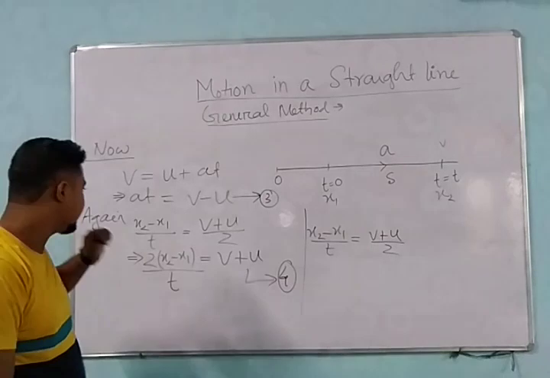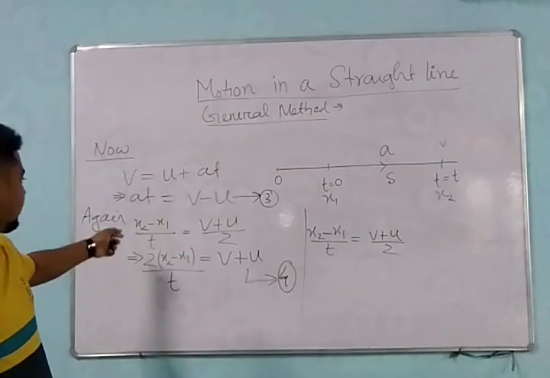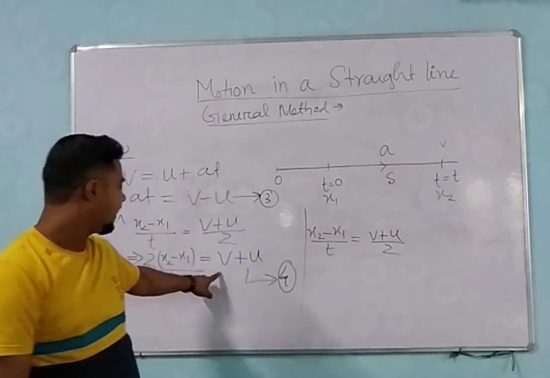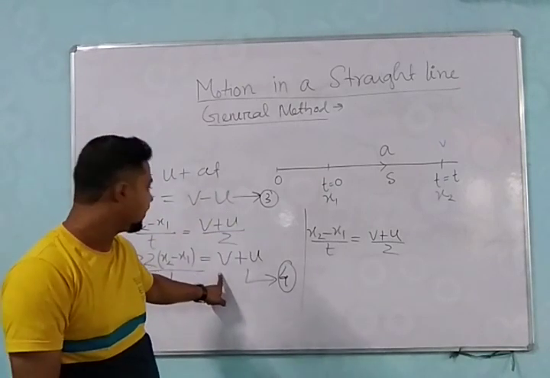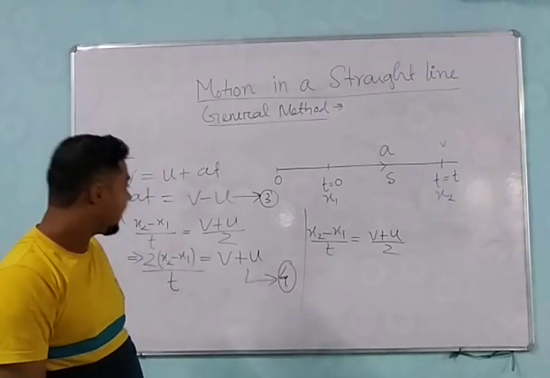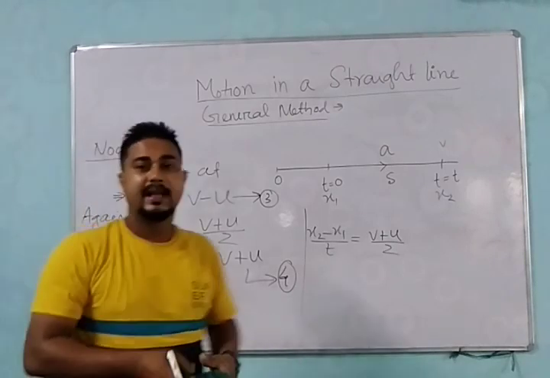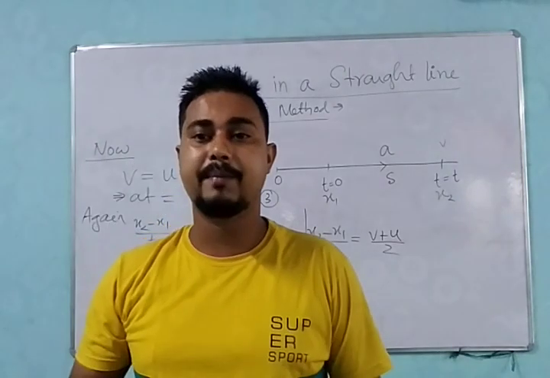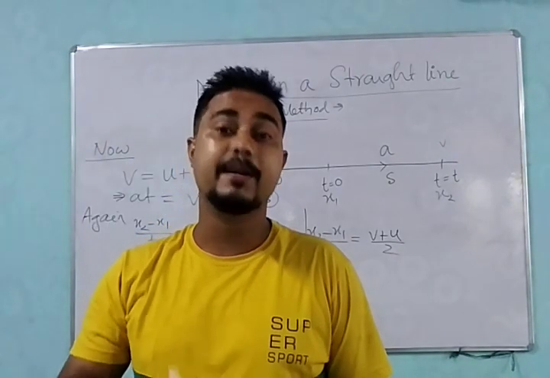So if we look here, the right hand side of the equation 3 is v minus u and the right hand side of the fourth equation is v plus u. Okay, now we can simplify them. It is like a minus b into a plus b is equal to a square minus b square.